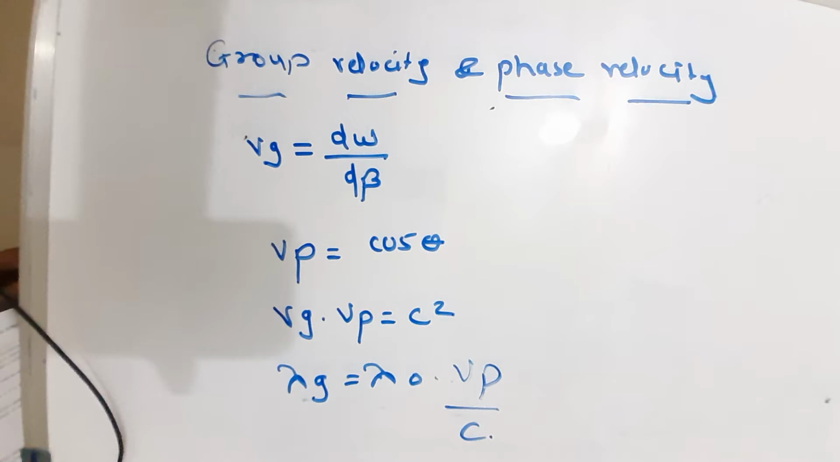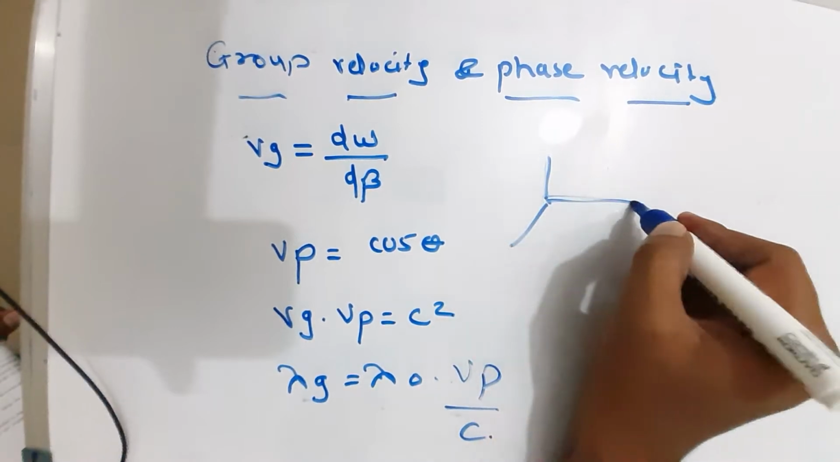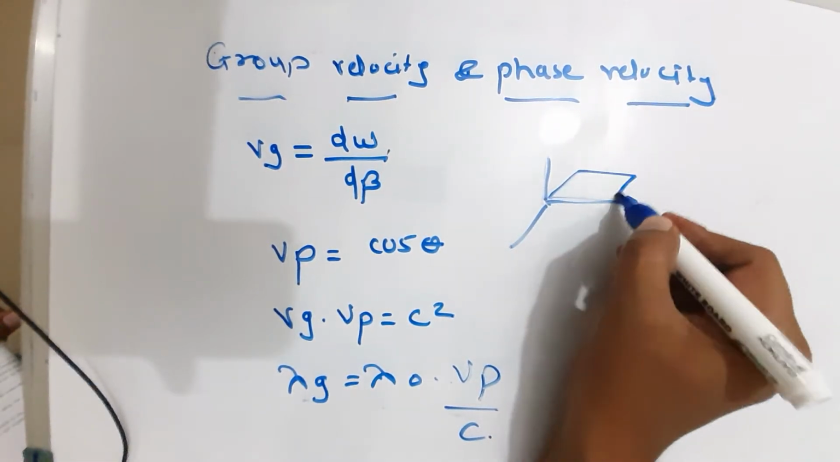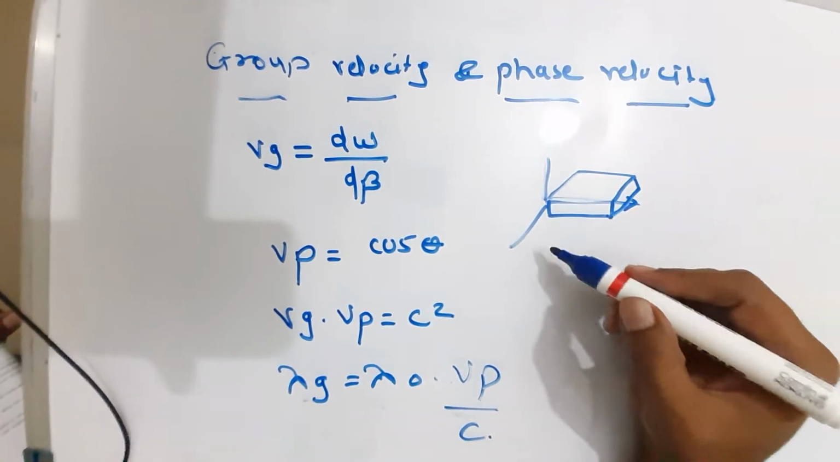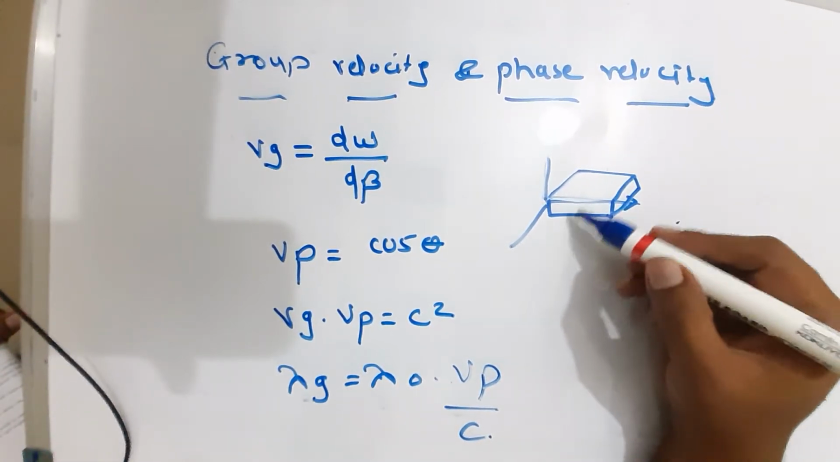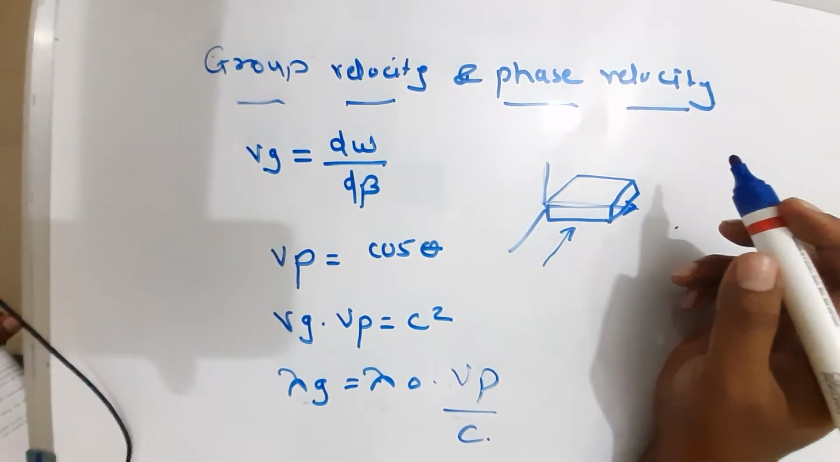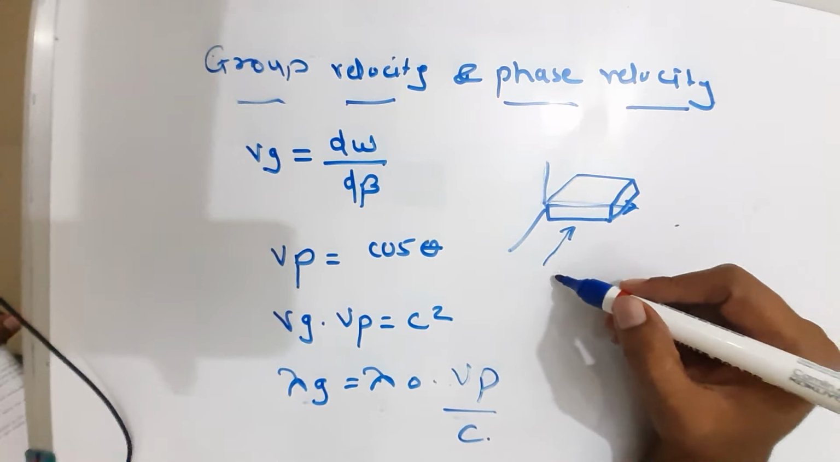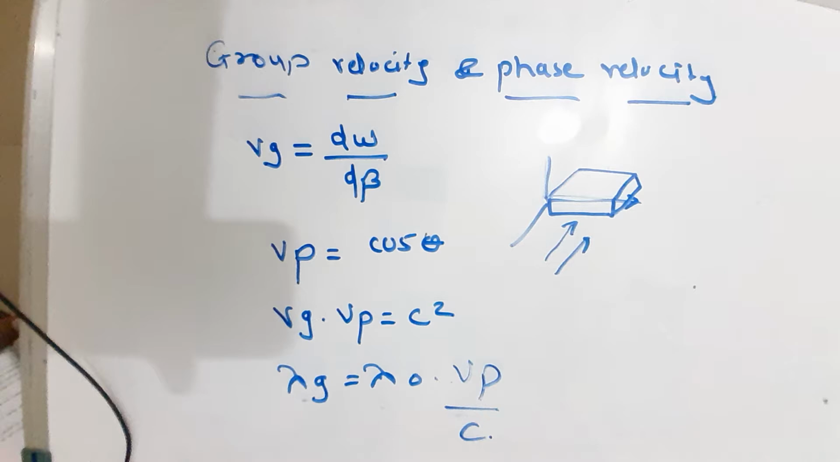So the basic definition of group velocity is the rate at which a wave propagates through a waveguide. For example, this is a waveguide, a rectangular waveguide. In this waveguide, a wave will be propagated. So the speed of this wave will be defined as the group velocity.